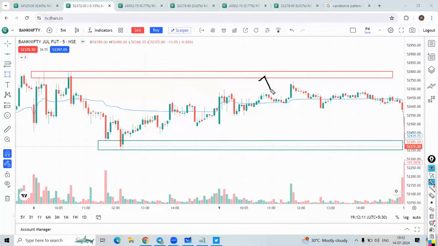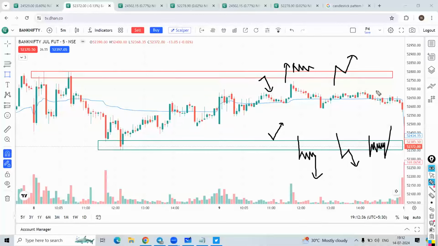Whether price is taking resistance, whether price is crossing and trading above it, or whether price is taking support from the bulls area. Price is crossing, taking resistance, moving down. Price is crossing, trying to move down, false breakout reversal. Price is trying to move up, struggling, false breakout reversal.